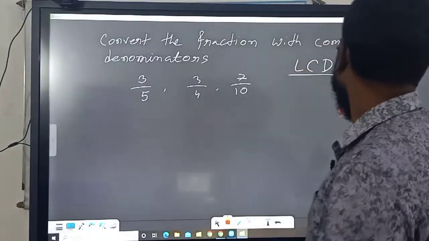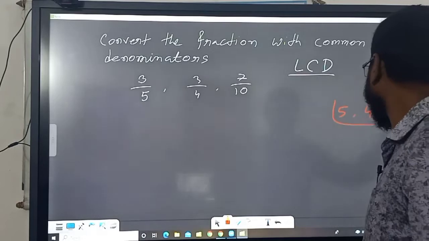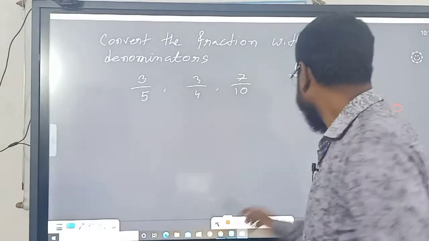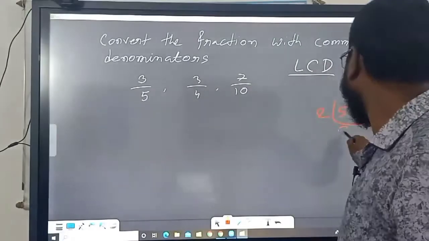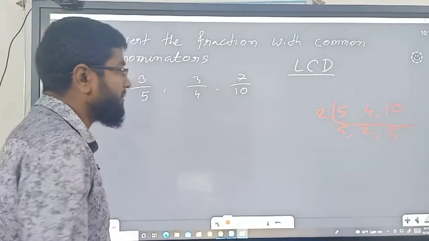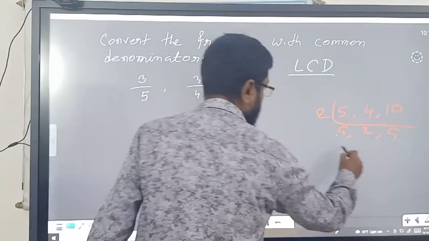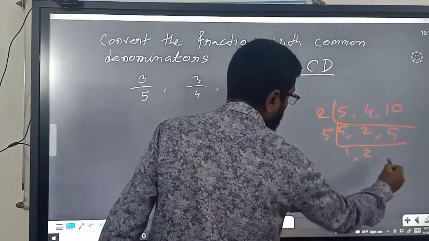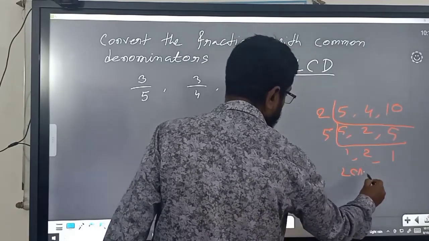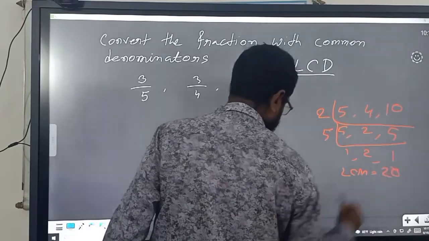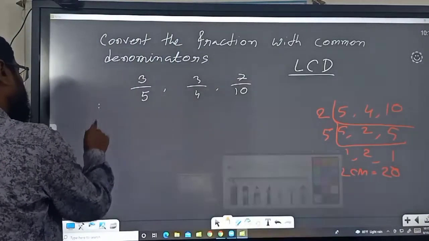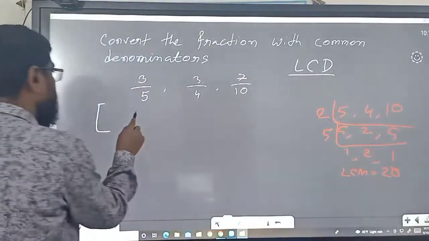So we will go for the LCM. By which number can I divide both of the numbers? By 2. Okay. 5, 2 and 5. Then by 5: 1, 1, 5. Then again 1. So the LCM is 20. I got the LCM 20. So we will use brackets.